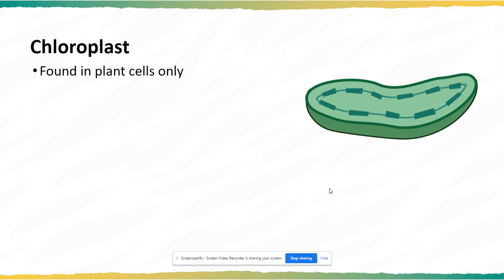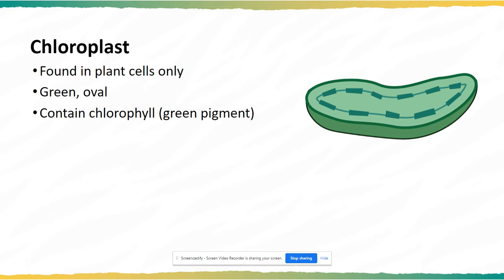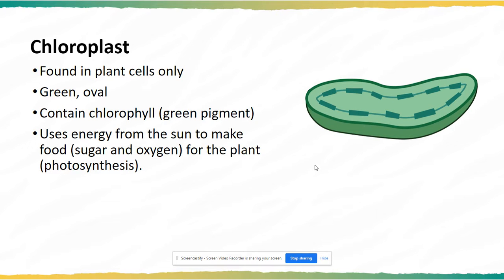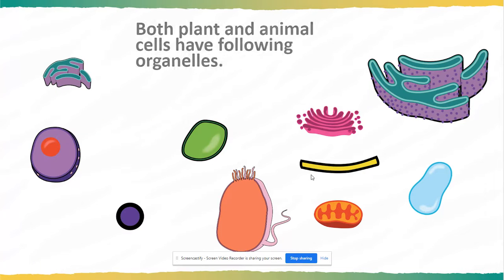Plant cells also have chloroplasts, which are green and oval-like in structure. The chloroplast contains chlorophyll, which is the green pigment. The chloroplast uses energy from the sun to make food, sugar, and oxygen for the plant. And that process, if you recall, is called photosynthesis.